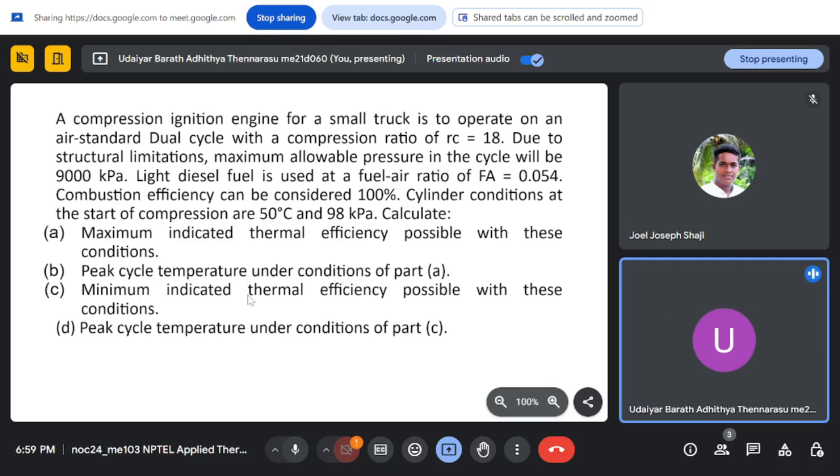So this is operating on a dual cycle. This is similar to what we saw in the class at the start of the session today when we compared Otto, diesel and dual cycle. When we have a constant compression ratio, the dual cycle lies between Otto and diesel. Here we have the same compression ratio, and in this case there is also a limitation on pressure. So this is like combining both comparisons. We'll see how to solve this.